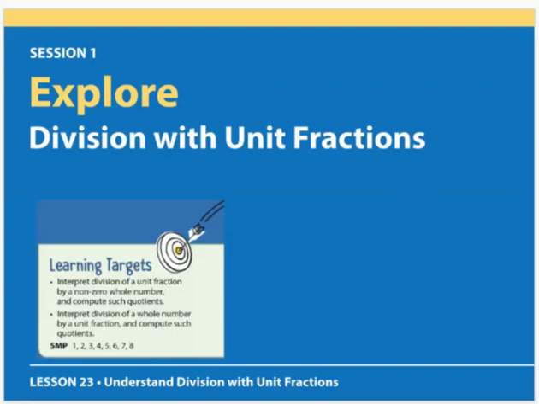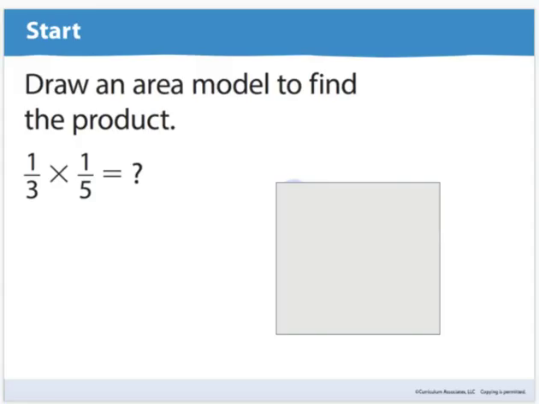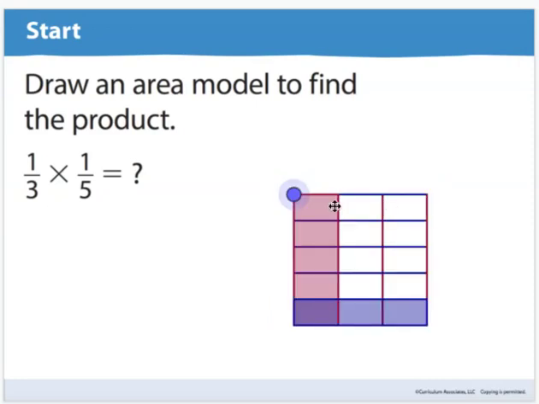So let's take a look at what we learned about multiplying to help us as we explore our new topic. So the start slide says, draw an area model to find the product of 1/3 times 1/5. As you learned when we were studying multiplication of fractions, you can use rows and columns to model this problem. So when you look here, you can see that we have 3 columns and we have 1 shaded in. Then we also have 5 rows, 1, 2, 3, 4, 5, with one of the rows shaded in.